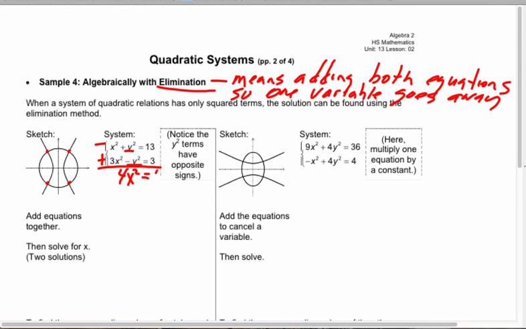13 plus 3 is 16. X squared equals 4. X equals plus and minus 2. Okay, so we solved for my 2 solutions for x.